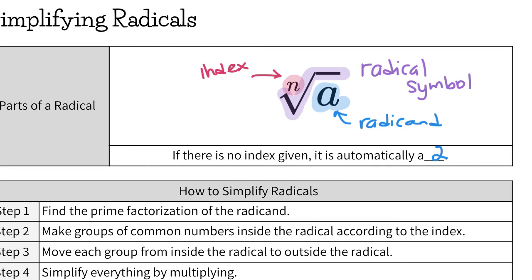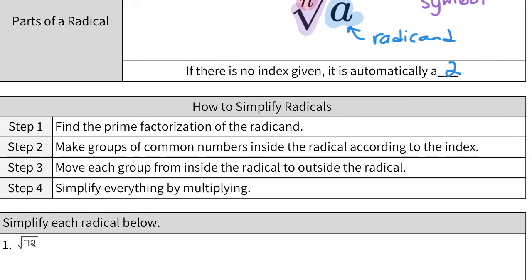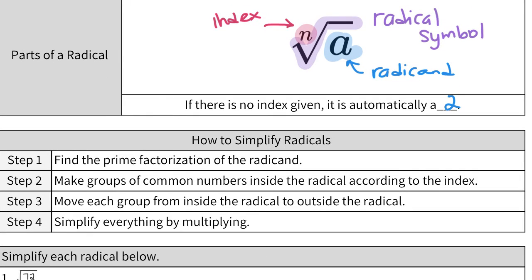So if I want to simplify a radical, there's 4 steps. The first thing you want to do is find the prime factorization of the radicand. So radicand is, remember, what's inside. So you want to find the prime factorization of whatever number that is.